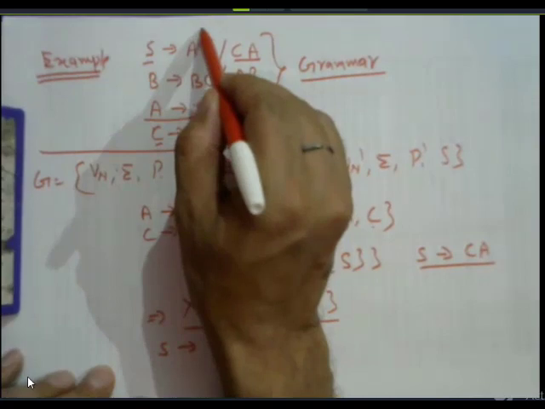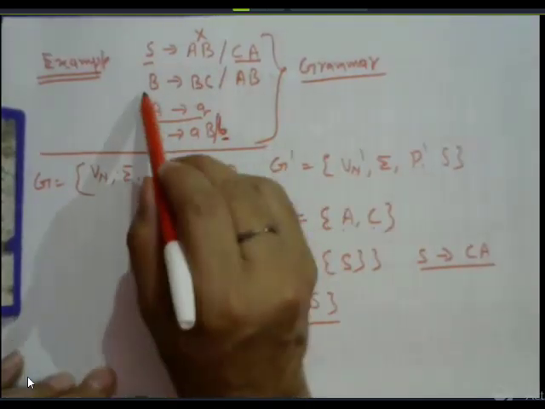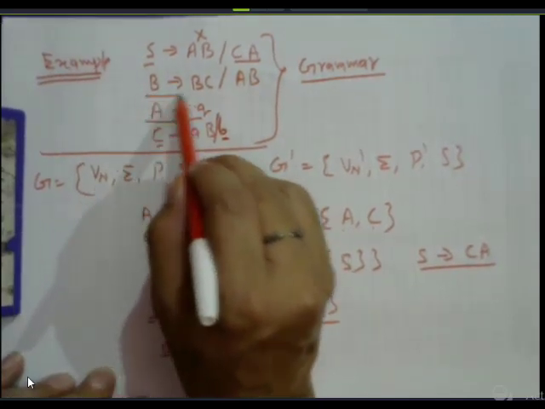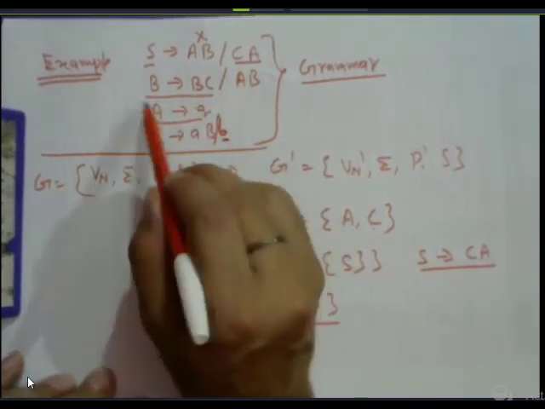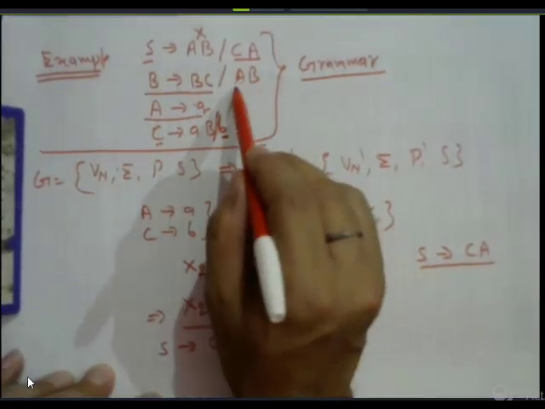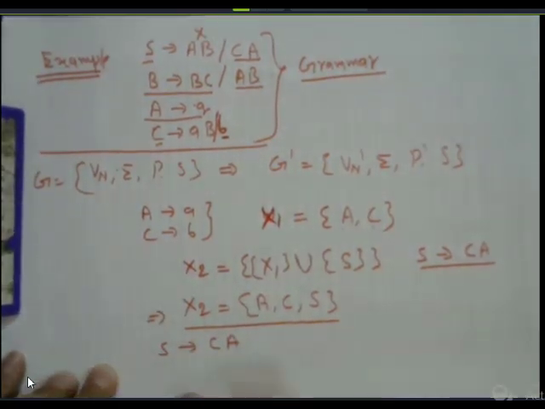Then that symbol is not used in the grammar. Then B is not used in the grammar. It means this production cannot be used in the grammar. This production we are not using in the grammar. We are using these symbols and these alphabets.